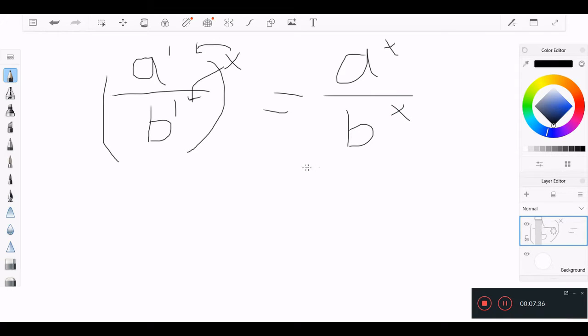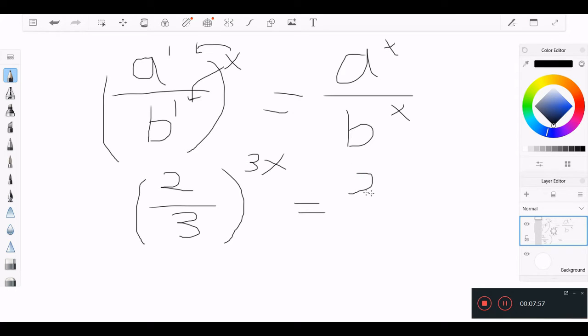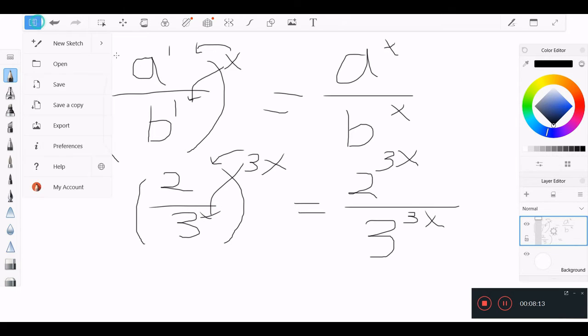Alright, okay, for this I will give you a difficult one. When you have 2 over 3, the outside will be the 3x. Can you get the answers for me? So it's 2 to the power 3x divided by 3 to the power 3x. It's very simple. Yeah, you just have to multiply in everything. Alright, next.